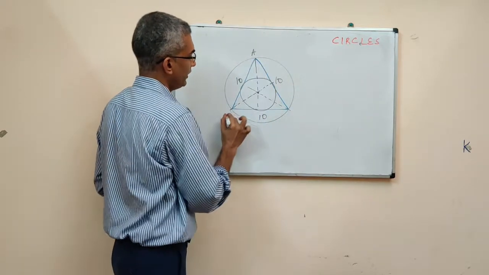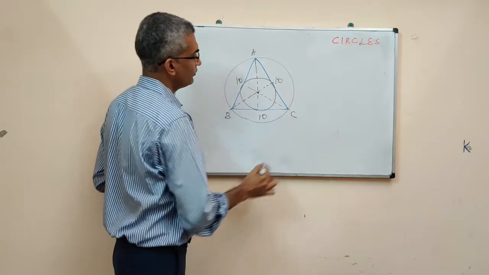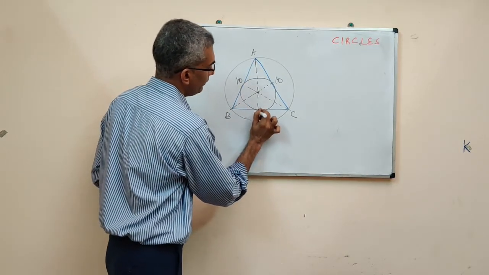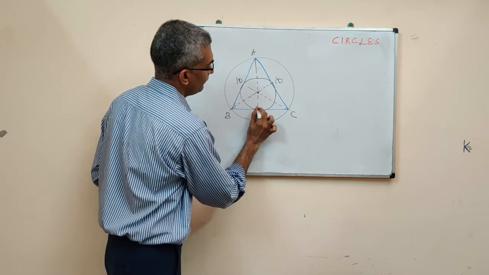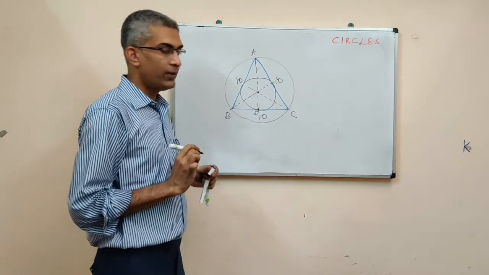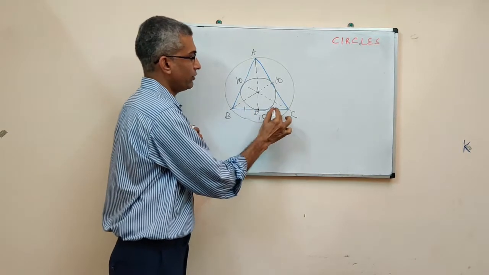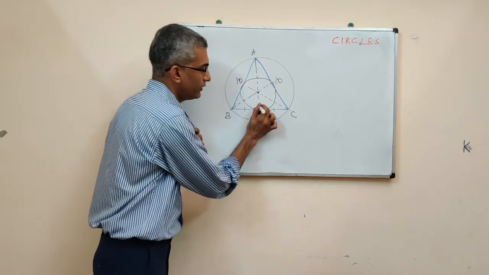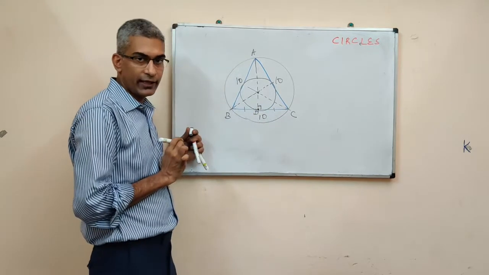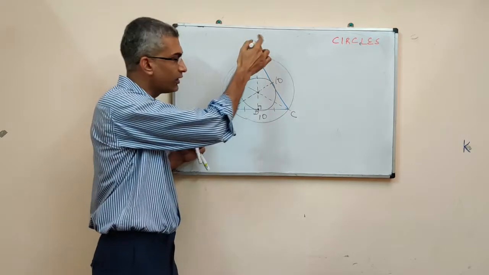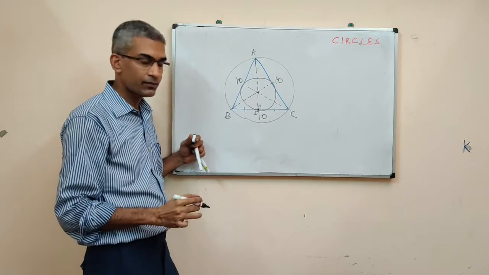If I call this triangle ABC, AD will be the median of this triangle. Median means both the sides are equal. It will be the altitude also, that means this will be 90 degrees. This will be median, this will be altitude, this will be angular bisector, everything.